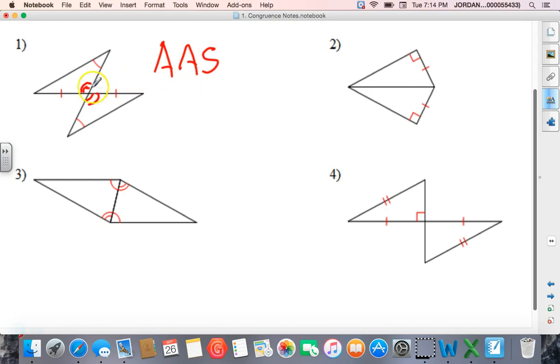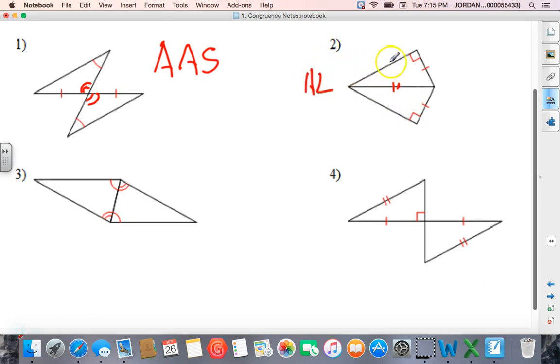Now, once we identify those as vertical angles and they're congruent, we know angle, angle, side means that these two triangles are congruent. Okay, over here is another one. So we obviously can tell this side is the same as this side on this triangle. So in this situation, you can use hypotenuse leg.